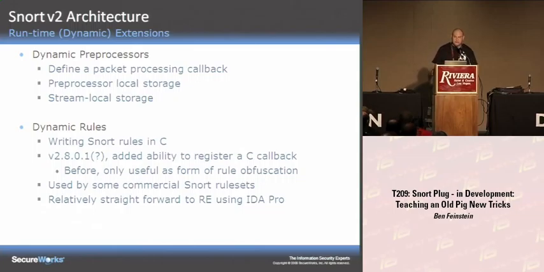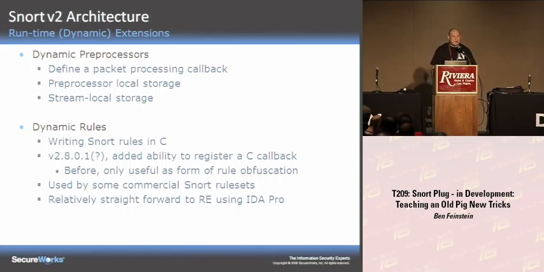Continuing on with the architecture, a dynamic preprocessor is basically a shared object. You can define a packet processing callback, a C function, that Snort is going to send packets through. You have the ability to do preprocessor local storage, and you also have the ability, using the Stream API, to do stream local storage. You define callbacks to deallocate your stream local storage. When Snort decides to free that session object, it'll call your cleanup method, and you can gracefully free the memory that you've allocated.